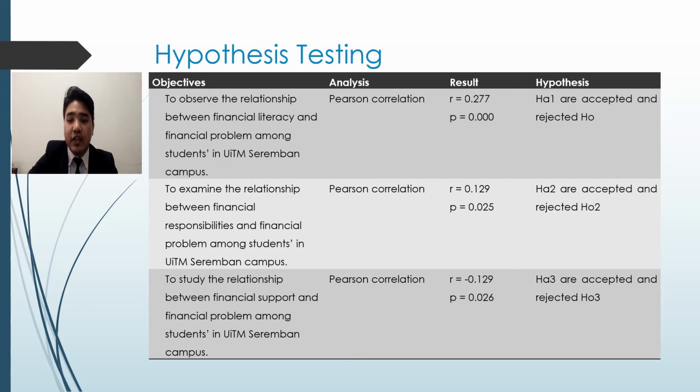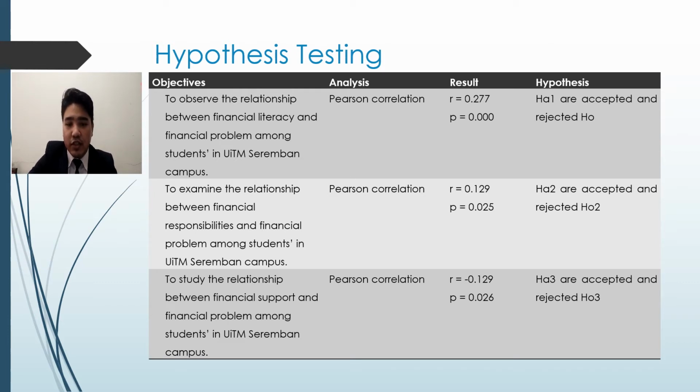of the relationship. As for our hypothesis testing, our first objective is to observe the relationship between financial literacy and financial problem among students in UiTM Seremban campus. It shows a significant and positive relationship between financial literacy and financial problem, and the value of R is equal to 0.277 and our P value is 0.000. Therefore, HA1, where there is a significant and positive relationship between financial literacy and financial problem among students, is accepted and HO1 is rejected.